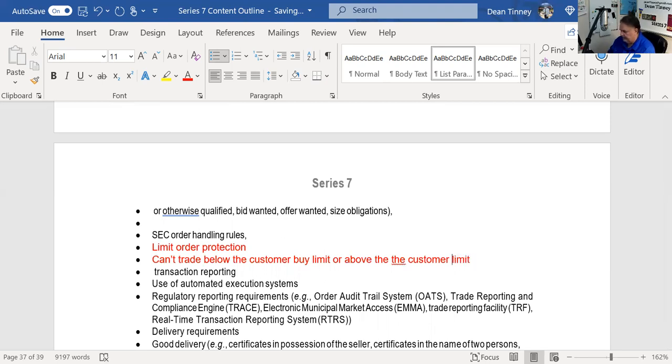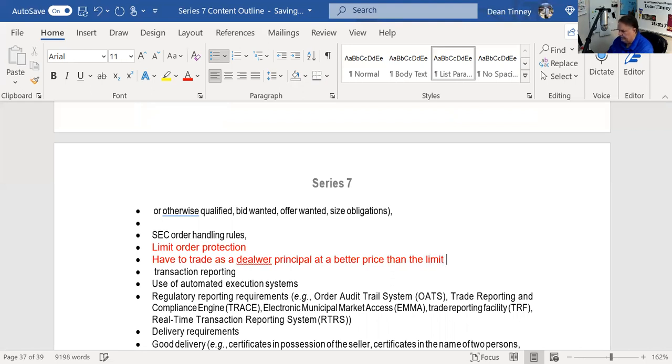So, my customer wants to buy at 18. Let me just clean this up. I think the easiest way to say this is if I'm going to trade, I have to trade at a better price than the limit order I'm holding. That's the better way to say it. And I have to trade for my own account, my own inventory, as a principal, let's say as a dealer principal, at a better price than the limit order I'm holding.